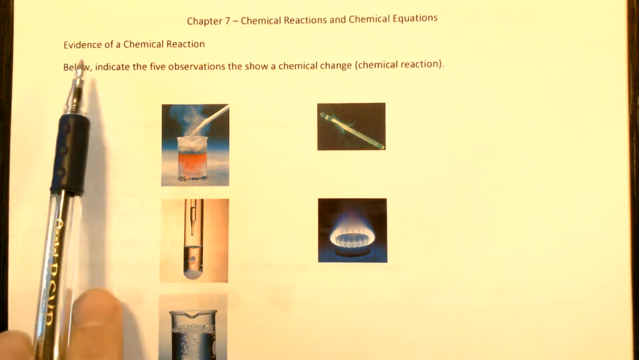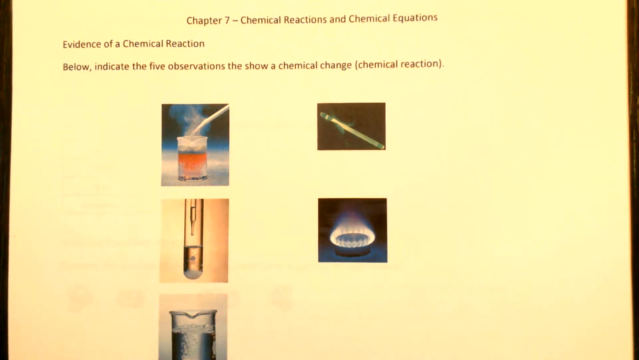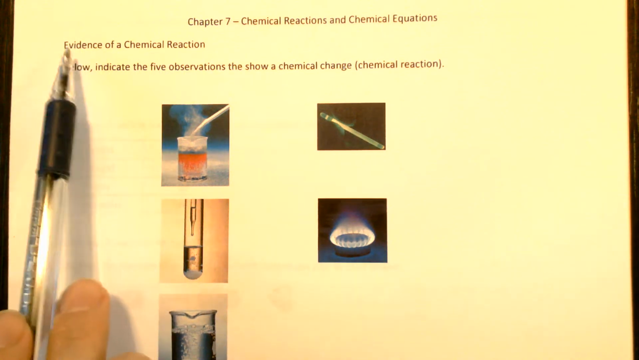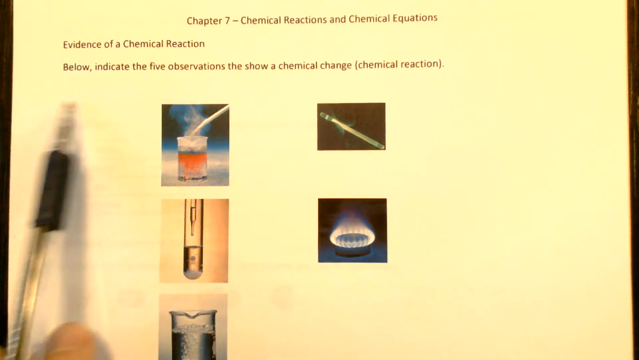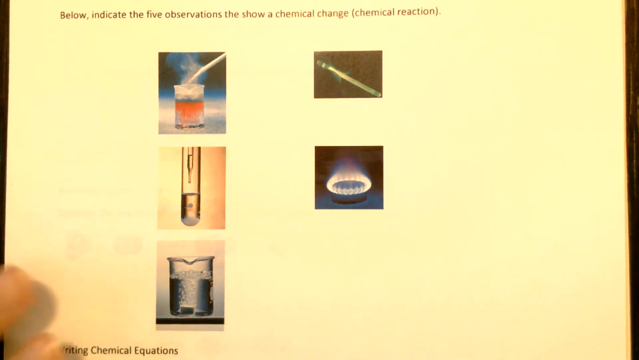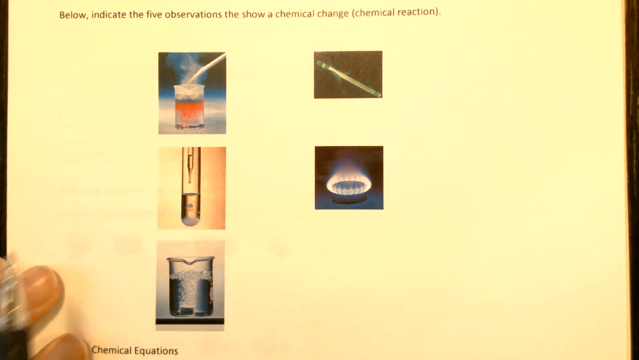Before we do that, we're going to look at how we know a chemical reaction has taken place. So we're going to look at evidence of a chemical reaction. Anytime a chemical reaction or chemical change happens, there is evidence that accompanies it. So below we have 5 ways in which we can observe a reaction has taken place.